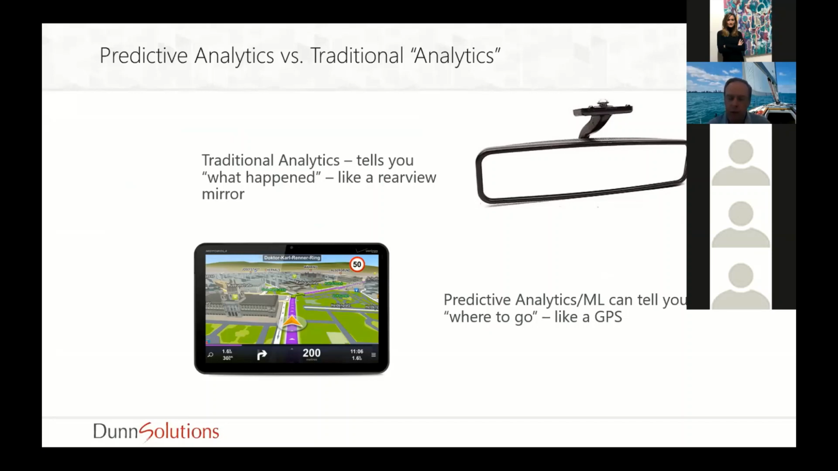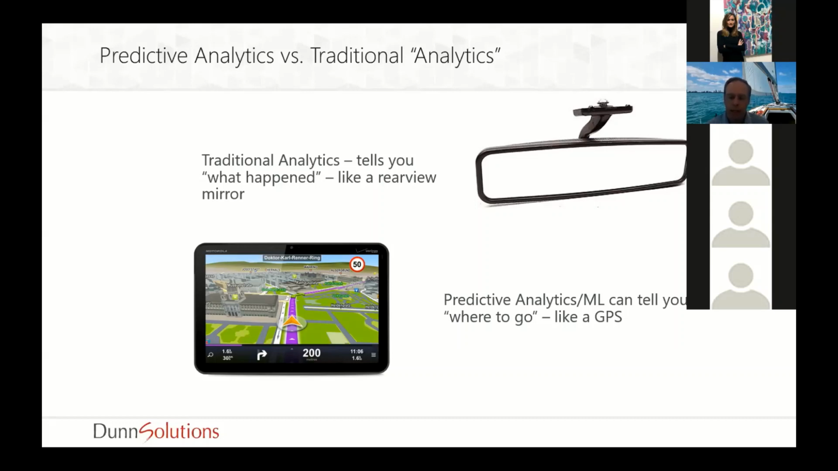It tells you, hey, you just passed that stop sign, or, looking in the rear view mirror, there's a car behind you, that sort of thing. Predictive analytics and machine learning is more like a GPS. It tells you where you should be going by predicting what's going to happen if you take different decisions.